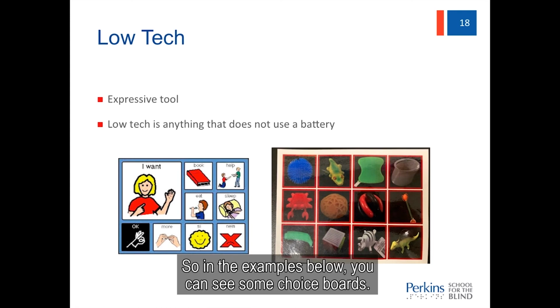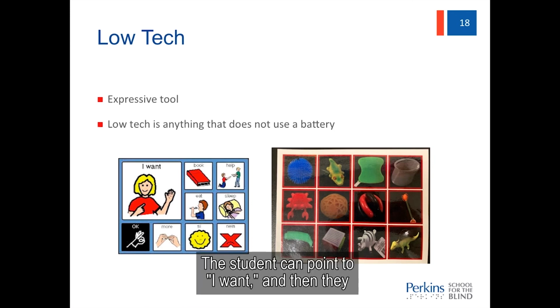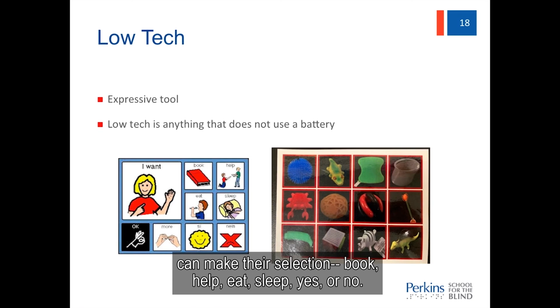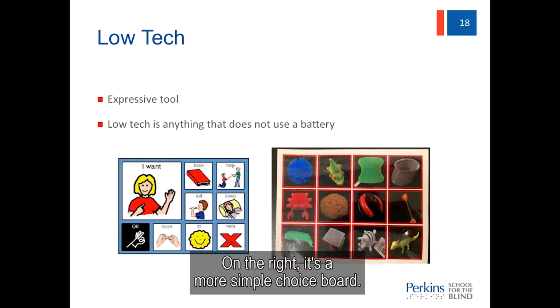So in the examples below, you can see some choice boards. On the left, it's using picture communication symbols. The student could point to I want, and then they can make their selection. Book, help, eat, sleep, yes or no. They also have the option to request more or say, okay, I like that. On the right, it's a more simple choice board.